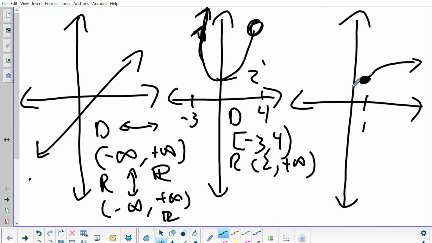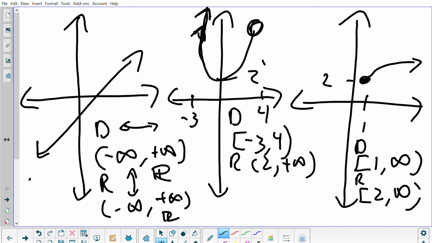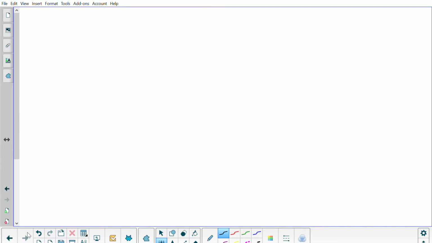And then I have a dot, an arrow going this way. Let's say this is 1, this is 2. My domain would be from 1 to positive infinity, and it's a bracket because the 1 is filled in. And then my range is from 2 to infinity. Okay? What I did with the brackets and the parentheses is known as interval notation.